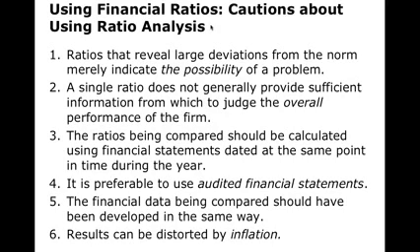Now the ratios being compared need to be calculated using financial statements dated at the same point in time during the same year. So you have to get all the information from a set of financial statements that are of the same time period. So you can't use last quarter's financial statements with information from this quarter's financial statements. They have to all be of the same time. And the financial statements should be audited, officially audited and signed off by the chief financial officer. And the financial data being compared should have been developed in the same way.